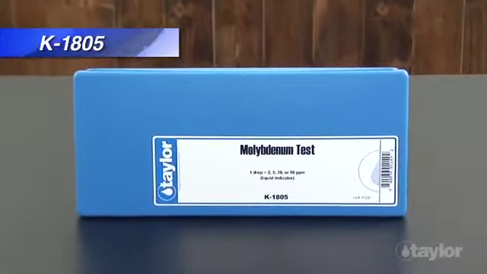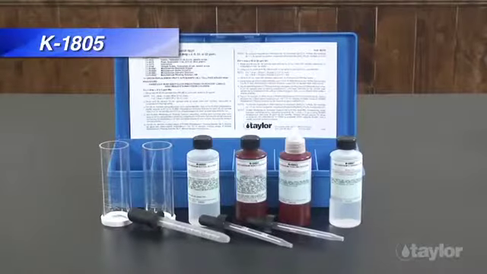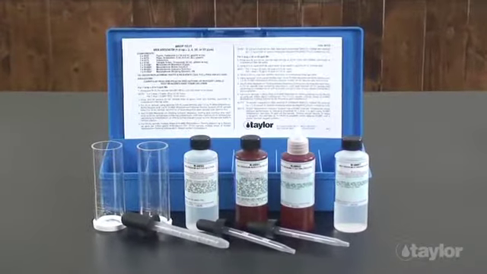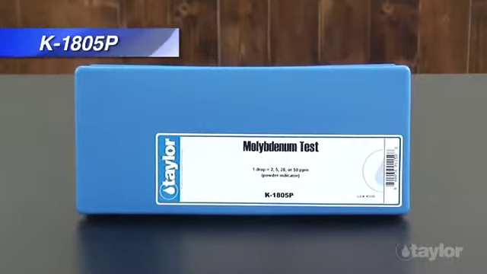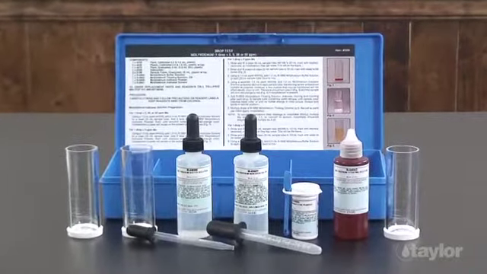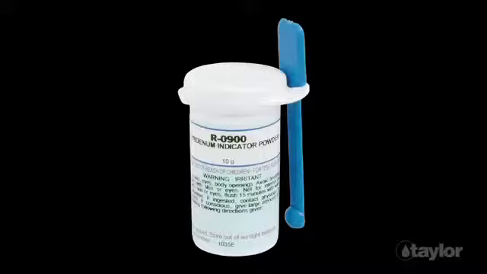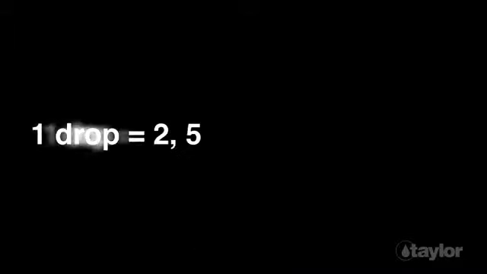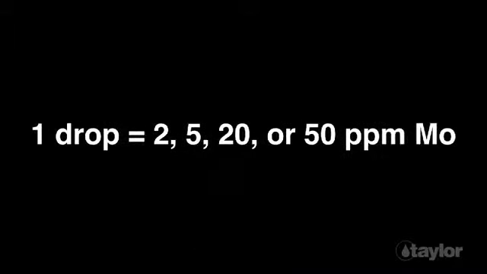Taylor manufactures two drop test kits for determining molybdenum levels, K-1805 and K-1805P. For this video, we will be demonstrating the K-1805P, which includes a powdered indicator for increased stability. The drop equivalency is 1 drop equals 2, 5, 20, or 50 parts per million molybdenum.